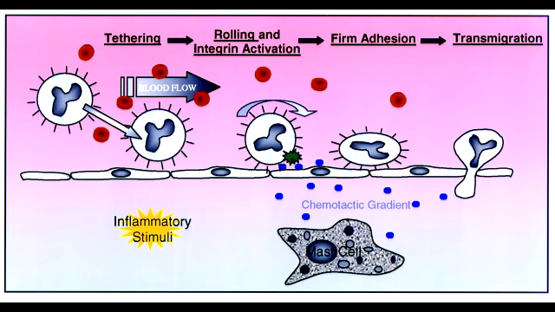What is the mnemonic to help you remember some of these cytokines? The mnemonic is just to remember SILK, or C-I-L-K, and that C stands for C5a, I is for interleukin-8, L is for LTB4, and the K is for kallikrein.